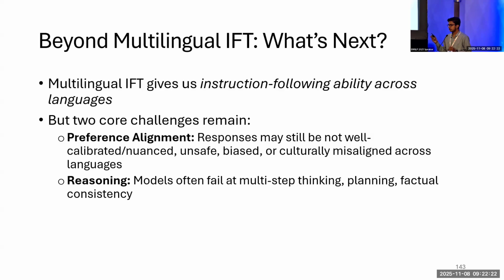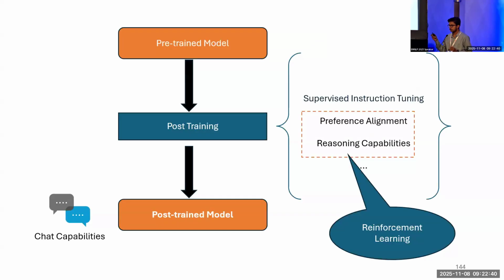Two core challenges still remain. One is preference alignment. Responses may still not be well calibrated or nuanced. They may be unsafe, they may be biased, or they may be culturally misaligned across languages. And models often fail at multi-step thinking in multilingual scenarios. So that is more or less the next following sections.